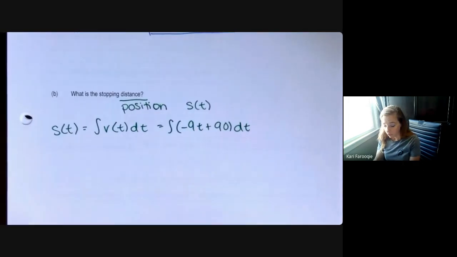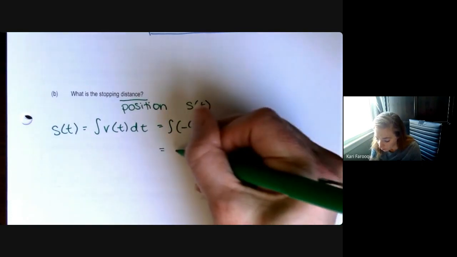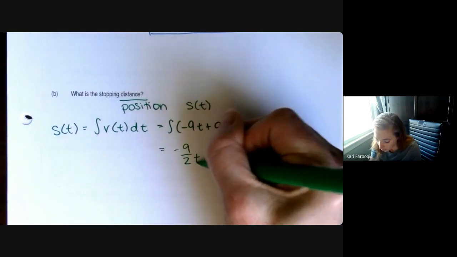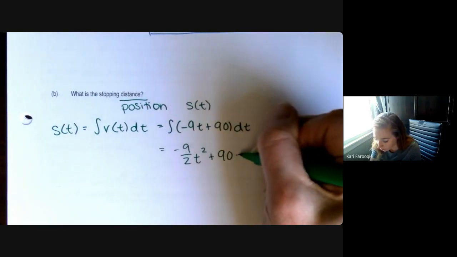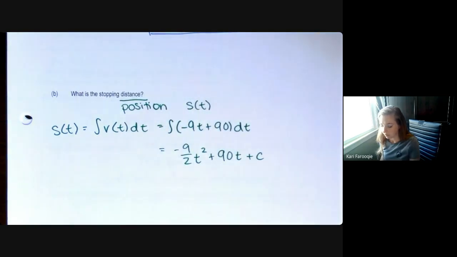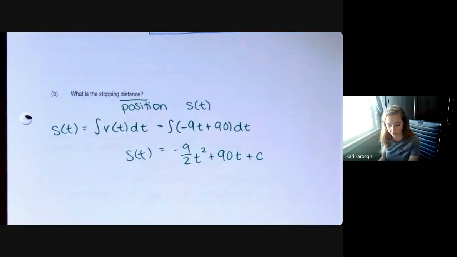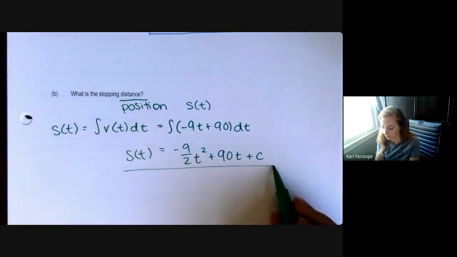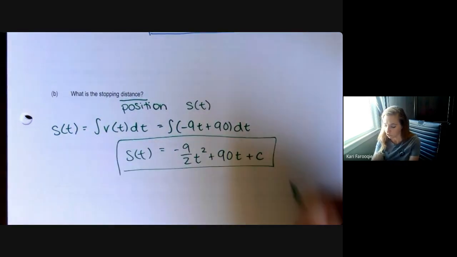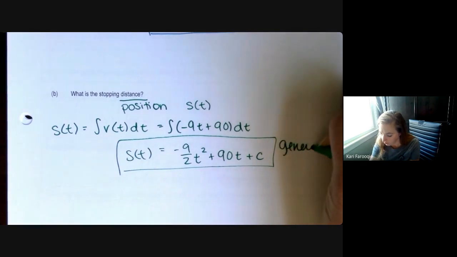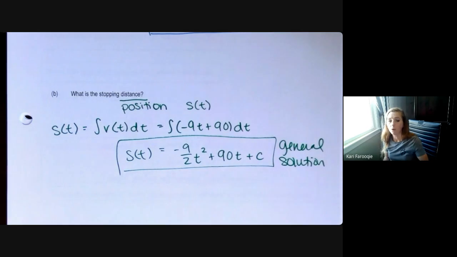And when we integrate, I'm going to increase the exponent by 1 and divide by the new exponent. And then I'm going to plop a t onto the 90 and add c. So this is my general position, general solution. What we need to do now is figure out that value of c that's missing.